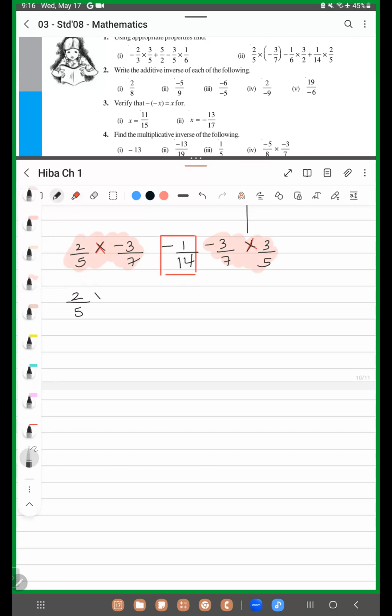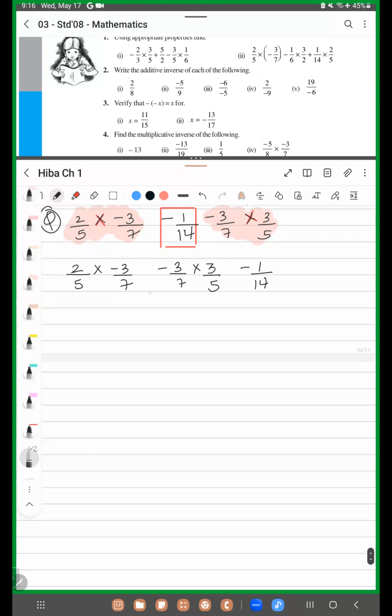2 by 5 multiplied by -3 by 7, then -3 by 7 multiplied by 3 by 5, then -1 by 14. We can take the -3 by 7 as common. Because of the signs, -3 and then -3, it will become positive. So then we will add 2 by 5 and 3 by 5, right?